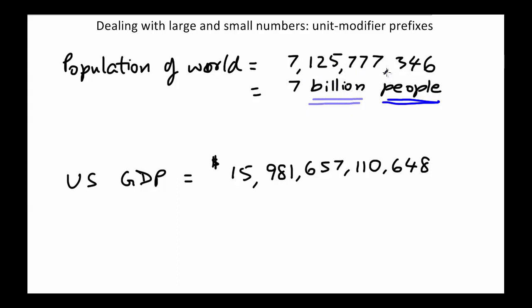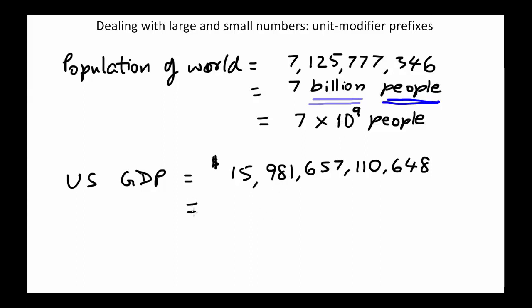The first comma is 1,000 for 3 zeros, the second comma is 1,000,000 for 6 zeros that follow it, and the third comma is 1,000,000,000 for 9 zeros that follow it. So we can write this world population in another way as 7 times 10 to the power of 9 people, where the 10 to the power of 9, or a billion, is just a numeric representation of this unit prefix.